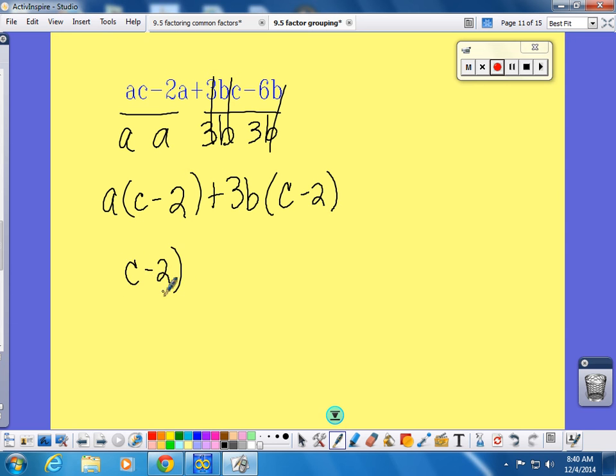I bet you're not the only one that did it today. Yeah, I did that. I just reduced 3B. You could reduce it, yeah. But if it will reduce, then go back, fix it up top. All right, so C minus 2, A plus 3B.